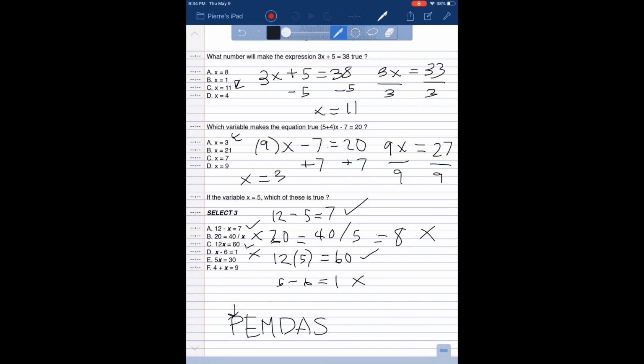We're going to move on to E, and I'm going to get this out the way. 5 times 5, well, we already know that equals 25. In this case, it equals 30, which we know is wrong. So that's also wrong, and we're going to move to the last one. 4 plus 5, which we sub for x, equals 9. We know that is right. So A, C, and F are our answers, all right?